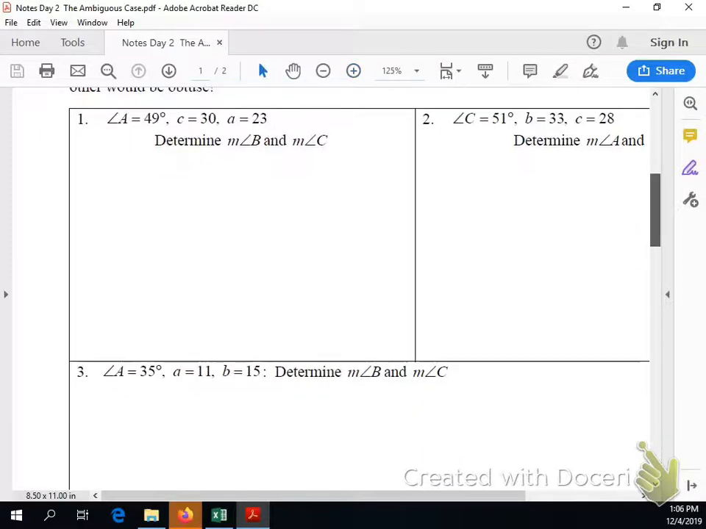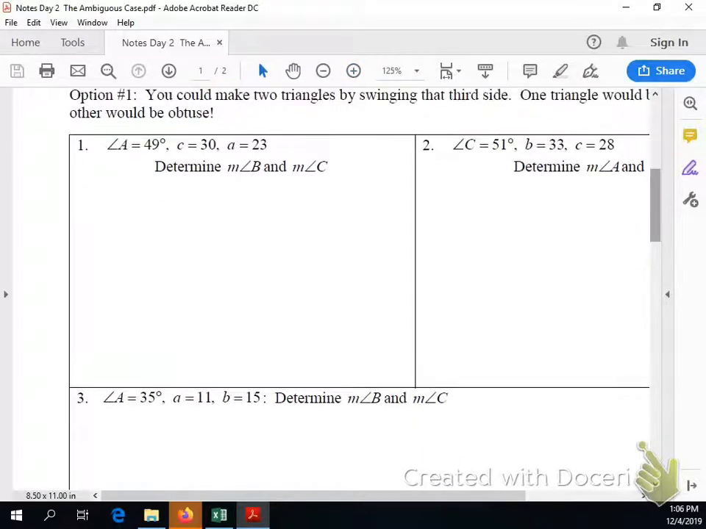Right? That means that in number 1 of our example, if we're given this information, angle A, the length of little c, the length of little a, and we want to find angle B and angle C, then first off, we're going to have to figure out where all of these pieces that we're given are situated. So angle A is 49 degrees. Little c is 30, and little a is 23. So we've been given angle, side, side.